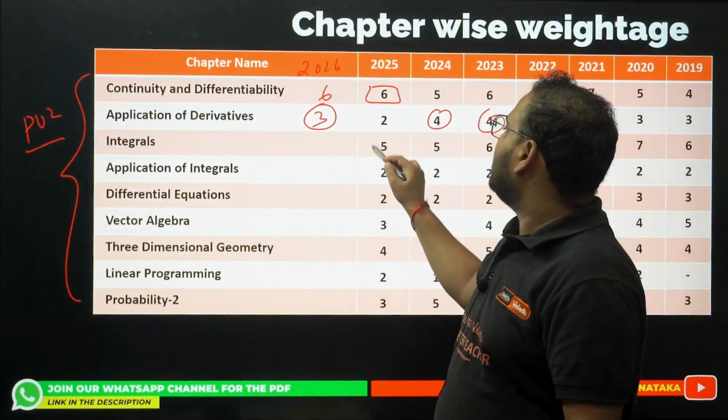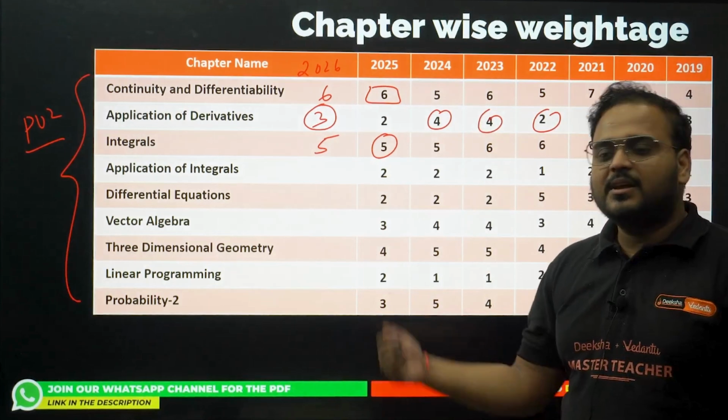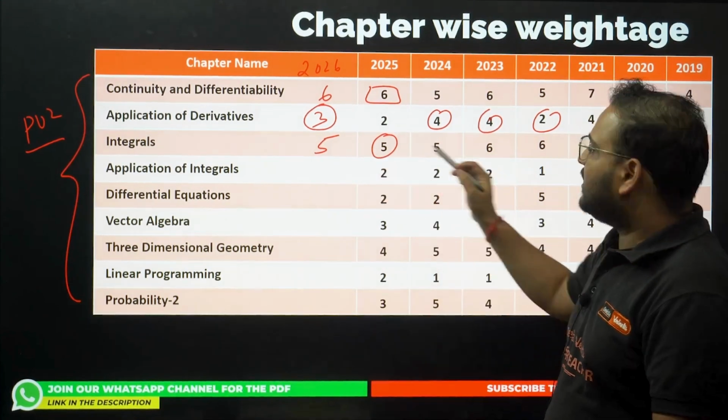Integrals had 5 questions in it. On an average, 5 to 6 questions come from integration as well. This year also you can expect the same thing. Very high weightage chapter, right?